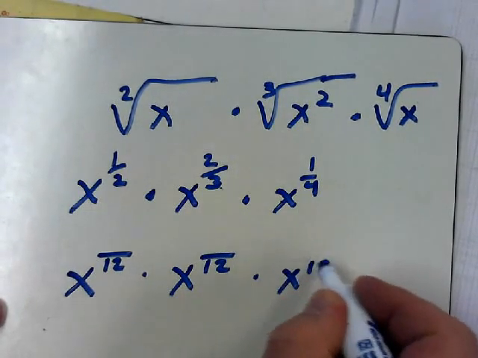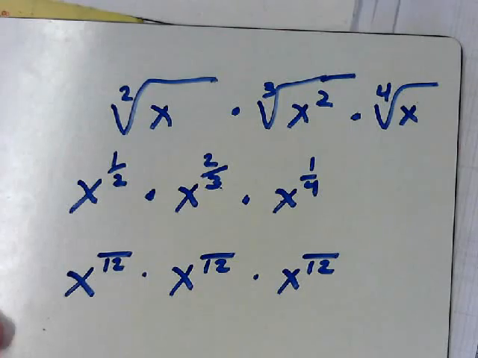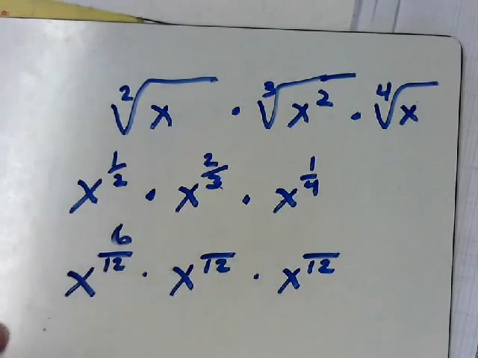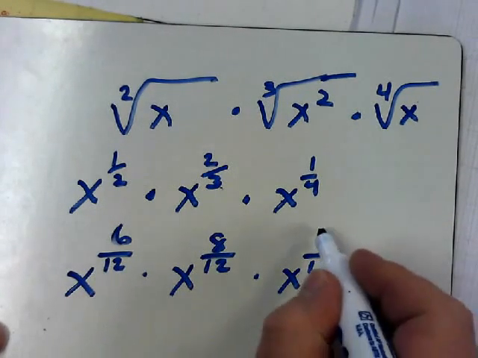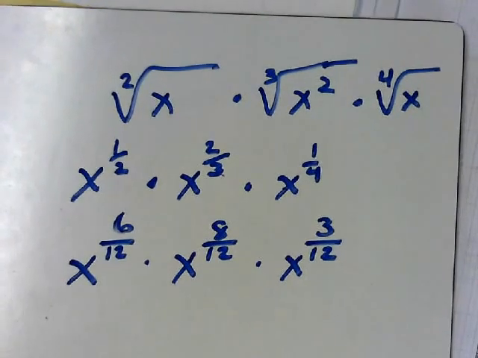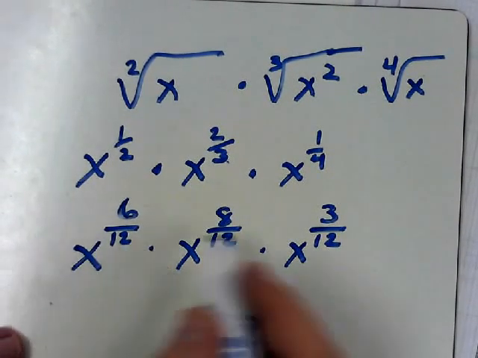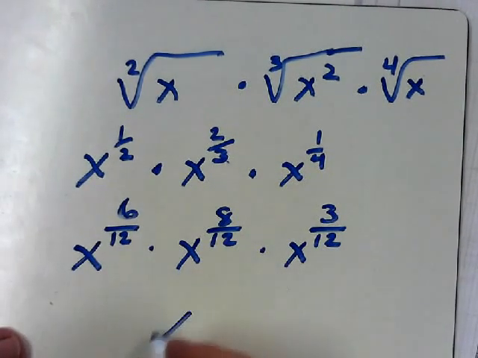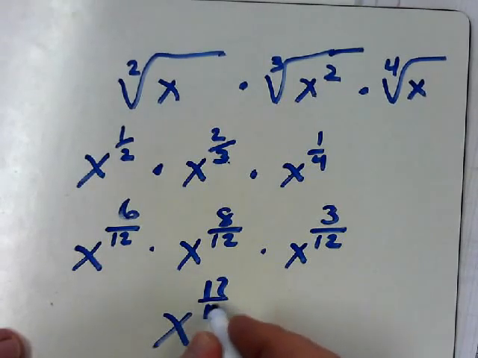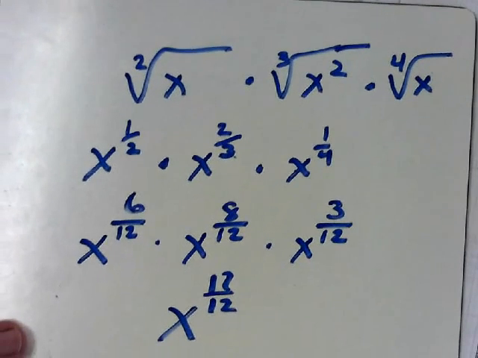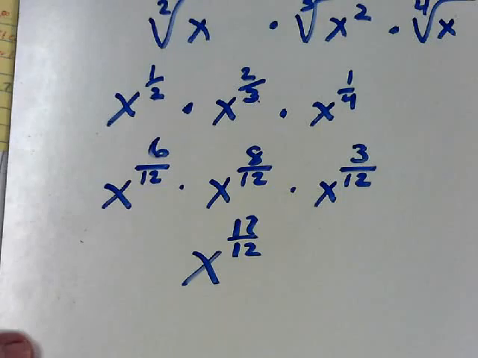So I was right, you do have to have the same denominators. So going from 1/2 to 12ths, what is it? 6/12. 8/12. 3/12. So if I added all of these, I have been told that this is 17 over 12.